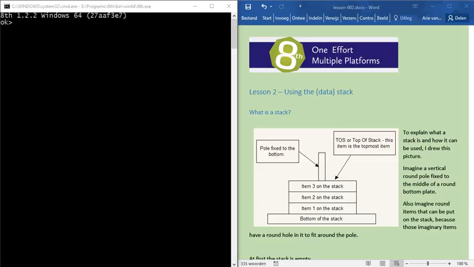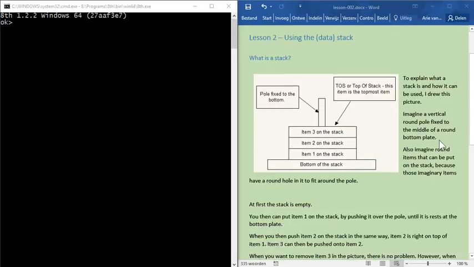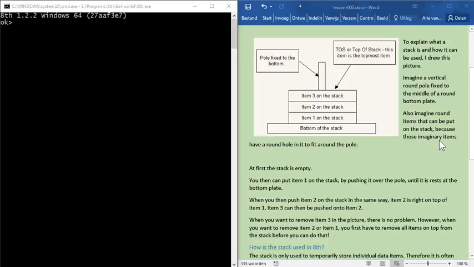Well, I drew this picture for you. Imagine a vertical round pole fixed to the middle of a round bottom plate. Also, imagine round items that can be put on the stack because those imaginary items have a round hole in it to fit around the pole. So, at first, the stack is empty.